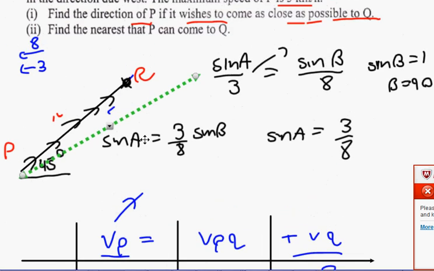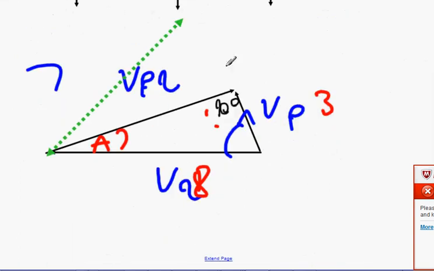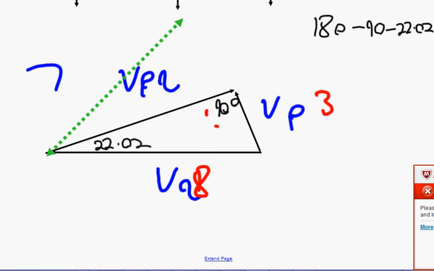So what does this mean about sine A then? Sine A is what angle? Sine inverse 3/8, which is 22.02. Okay, so A is 22.02. And then what does that mean for phi P? 180 minus 90 minus 22.02, which is 67.98.